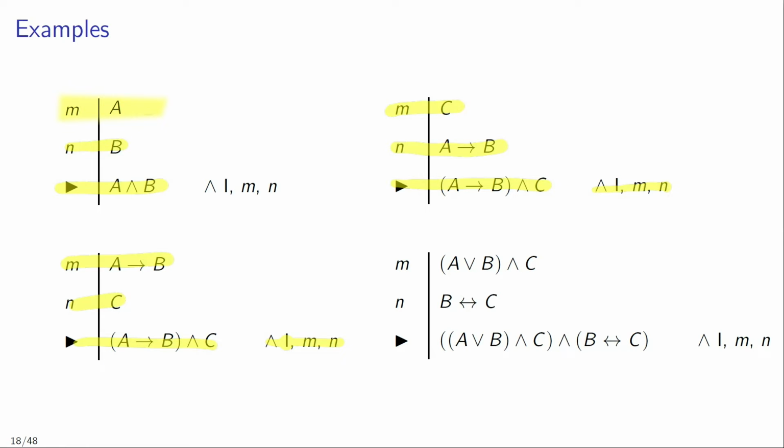To give you a final example, suppose that in line M of your proof you have the conjunction A or B and C, and in a later line of your proof you have the biconditional B if and only if C, then you can infer the long conjunction A or B and C and B if and only if C. And as before, justify this inference using the rule conjunction introduction.